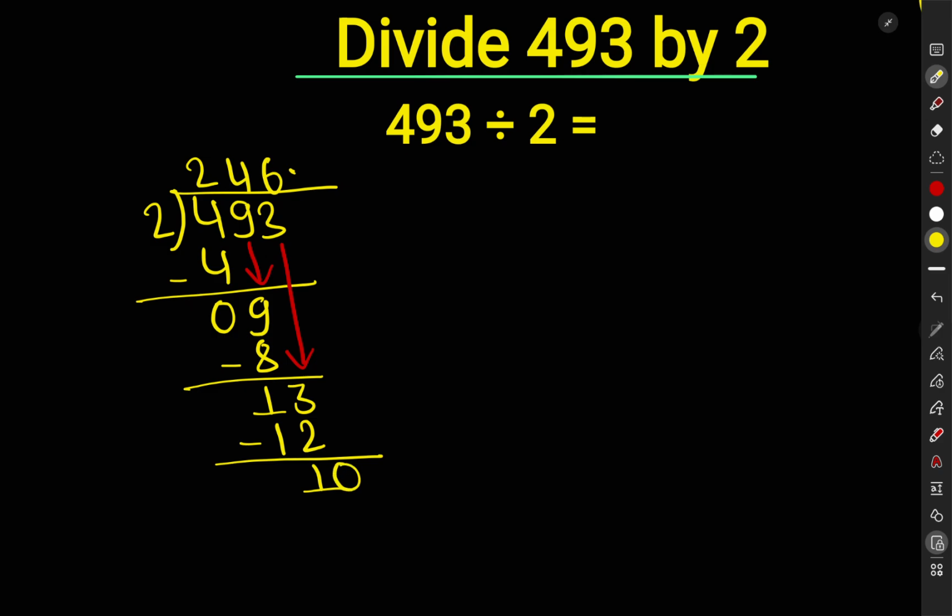So it is 10, and 2 times 5 is 10. On subtracting, it is 0. So 493 divided by 2 is 246 decimal 5.